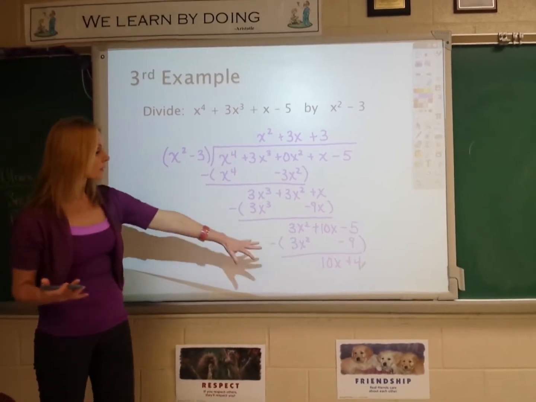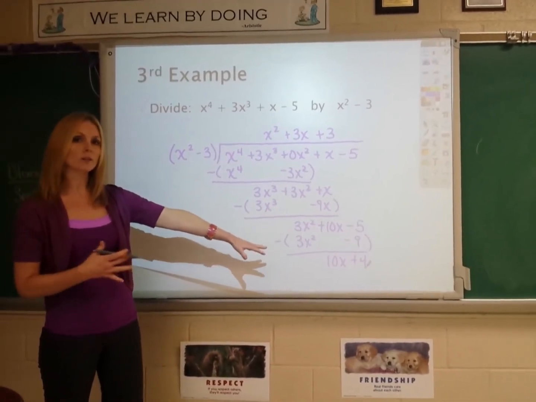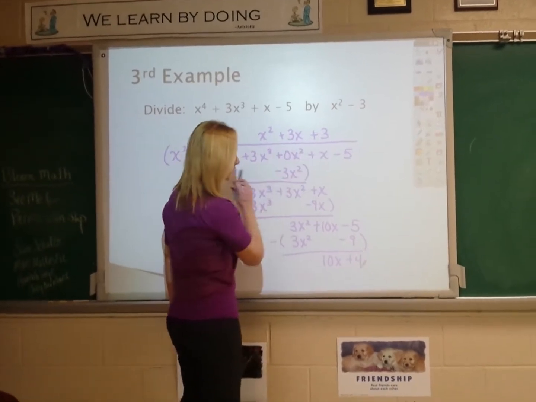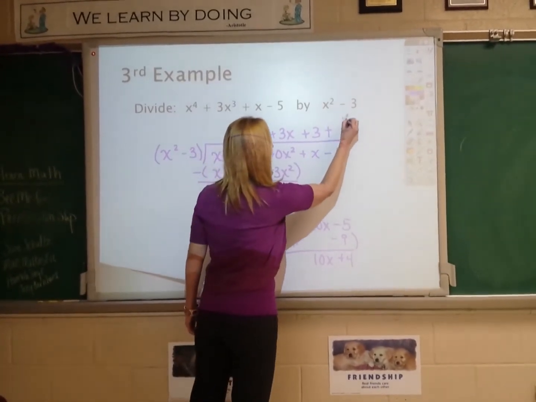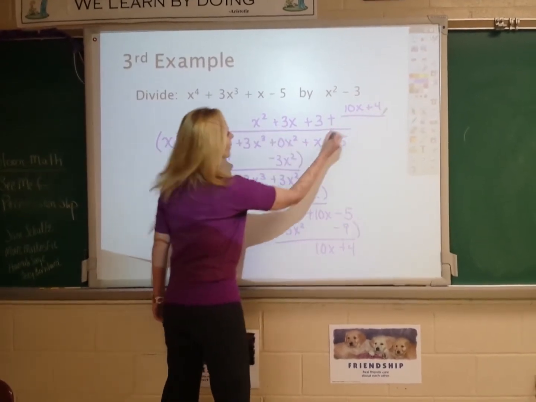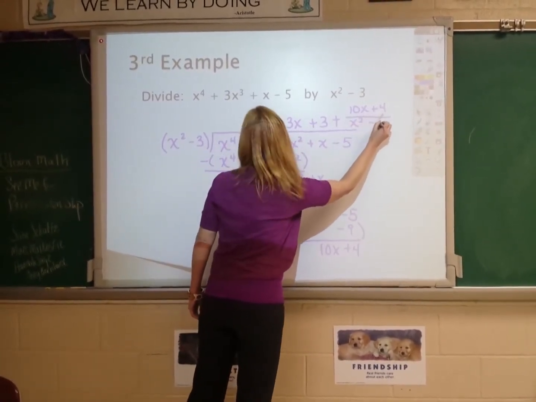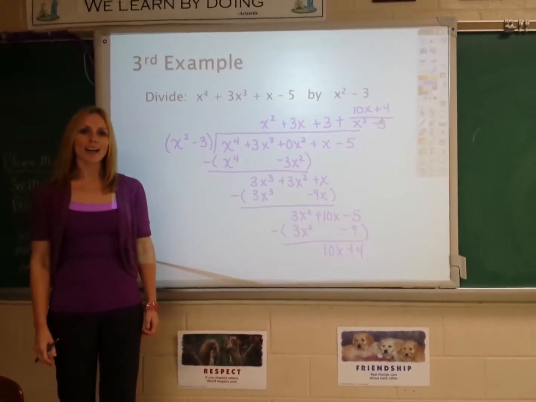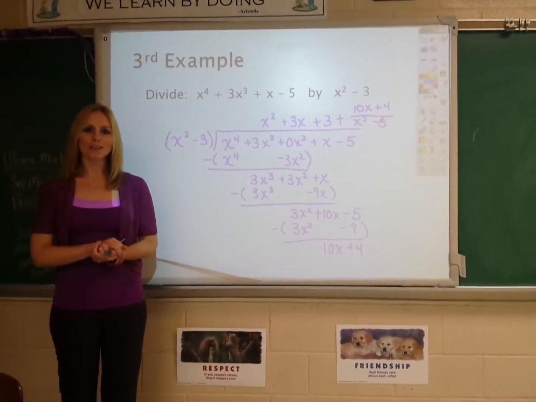So therefore this whole expression down here is going to be our remainder. We're going to have this part of our quotient and then plus the whole remainder, 10x plus 4 over x squared minus 3. And there you go. There you have it. And that is polynomial long division.